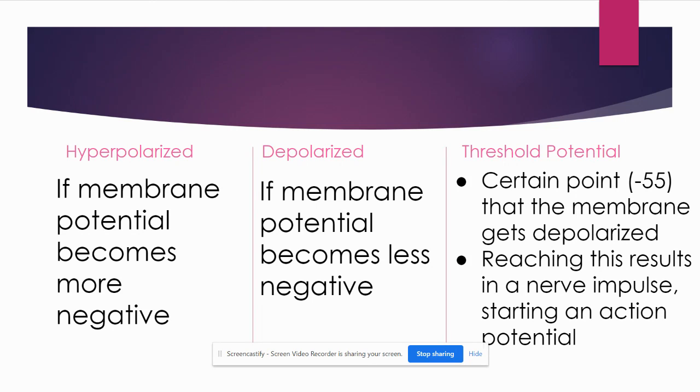And again, we are going to have the 3 sodium. Now, threshold potential is a certain point that the membrane will get depolarized. And once it happens, the action potential has to go on. So threshold potential is -55, and that is graded or proportional to the intensity of the stimulation.